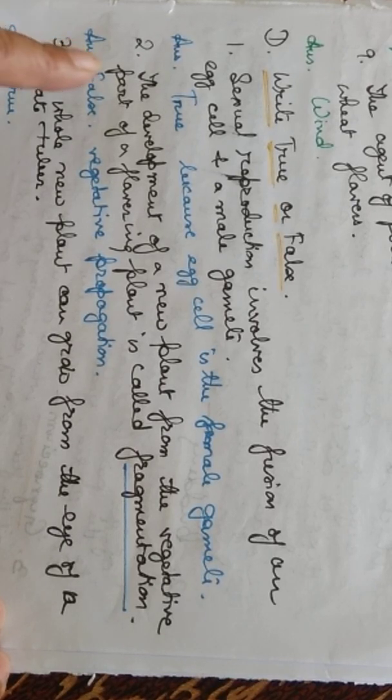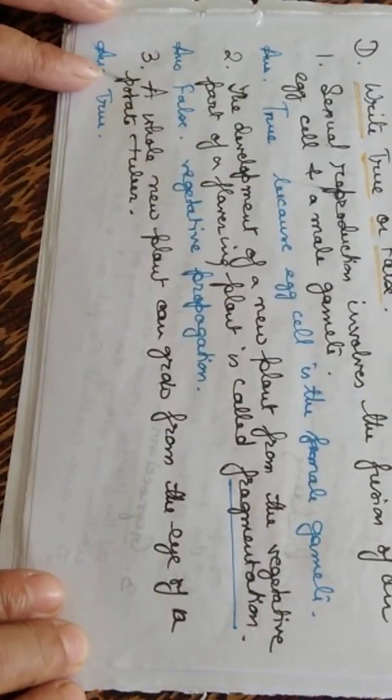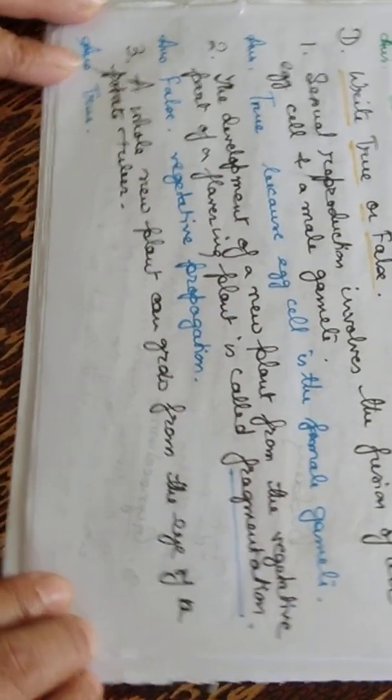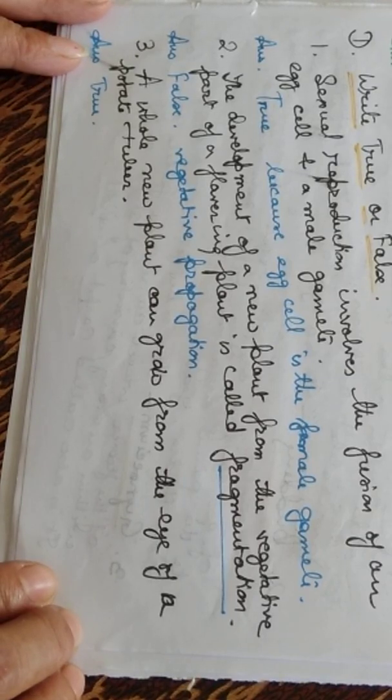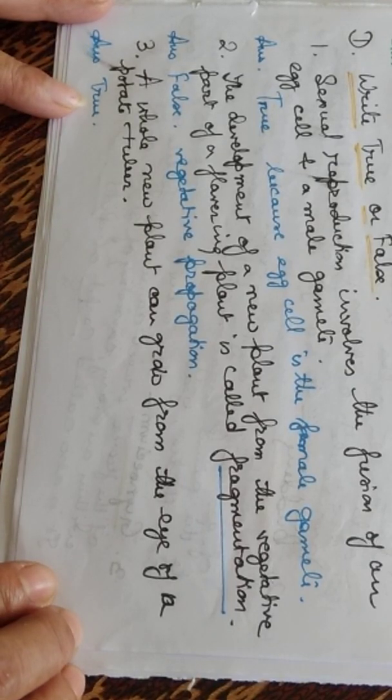Second, the development of a new plant from the vegetative part of the flowering plant is known as fragmentation. False, it's vegetative propagation. Next, a whole new plant can grow from the eye of a potato tuber. That is true.